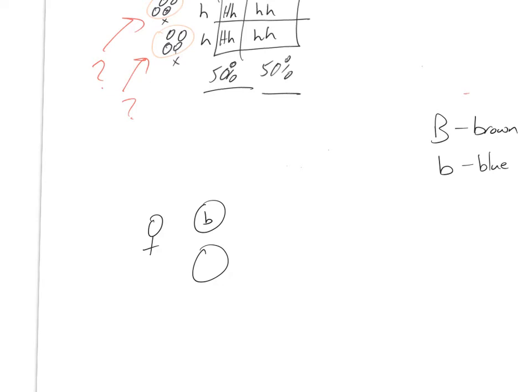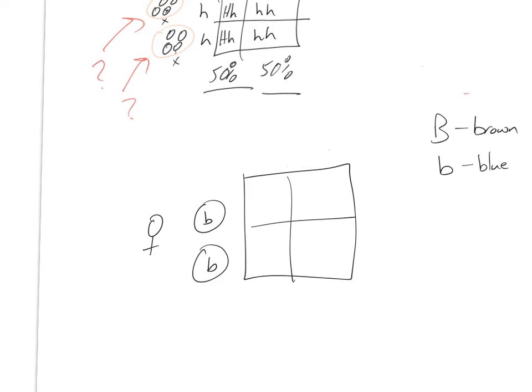Grandma had 2 little b's to give. Okay? Now, what was granddad? We don't know. But we do know he had big B. Did all his children have big B, brown eyes? Your grandmother had blue eyes. Your grandfather, did he have blue eyes? Did any of his children have blue eyes? No. They all had brown eyes.